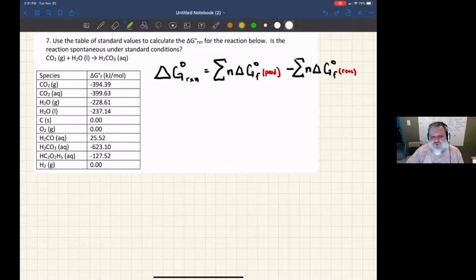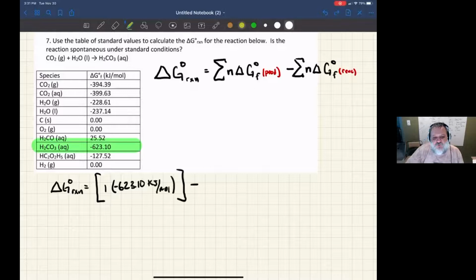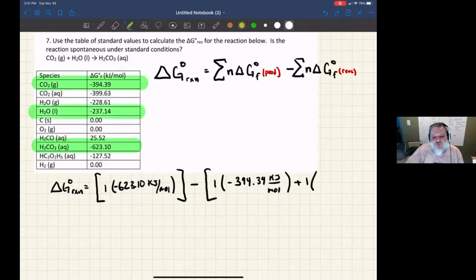Okay, so the rest is just kind of looking at the table and putting it together. So delta G naught for the reaction equals 1, because that's the stoichiometric coefficient in front of H2CO3 aqueous. And so I'm going to look on the table. I'm going to get that value. I get negative 623.10 kilojoules per mole, and I'm going to subtract that from the reactant side. So 1 times, and now here's the one for CO2, negative 394.39 kilojoules per mole. I'm going to add that together with the H2O liquid, negative 237.14 kilojoules per mole.